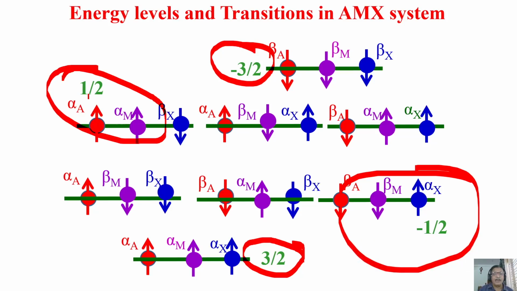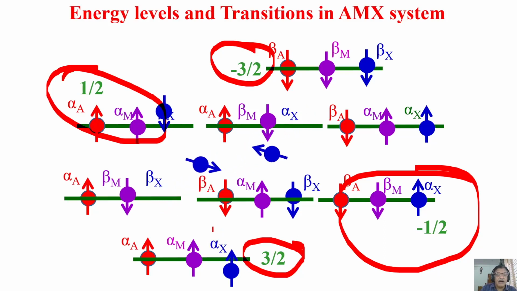You understood what I am trying to say? Let us take one example of one transition. What is this? Alpha x is changing to beta x. Allowed, because plus 3 by 2 to half, difference is 1. 3 by 2 minus half is 1. So this is an allowed transition, corresponding to x. What about this one? Alpha x to beta x, plus half to minus half, allowed, is one transition. So this alpha of x coming to beta of x, beta of x going to alpha of x, both are allowed.